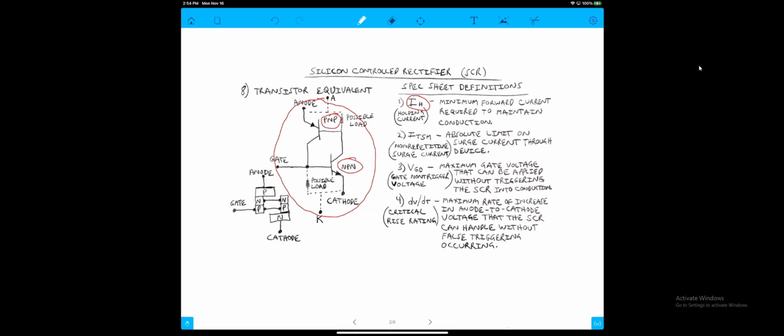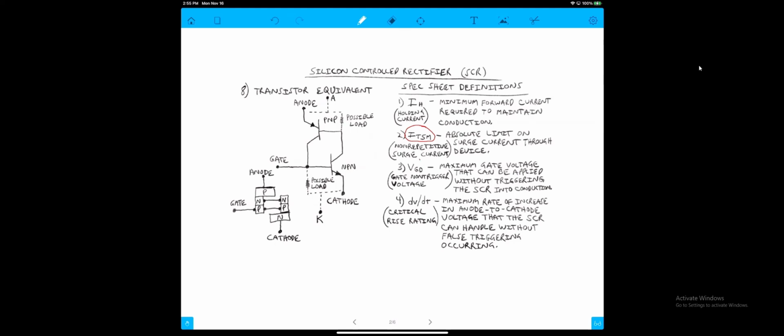All right, now we have some other parameters on our spec sheet. The second one is the ITSM, which is the non-repetitive surge current. What we don't want is, if you've ever had this experience before, sometimes you get surges at your house with your electricity, with your power. This is kind of similar to that, in that we want to know what is the limit. In other words, how much of a surge can we have without actually triggering this SCR into conduction? And that's what this ITSM represents.